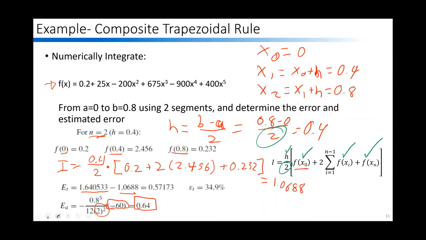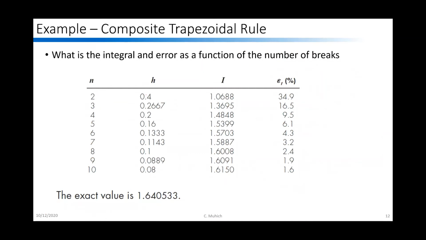We can keep doing this point after point, calculating with smaller and smaller sized h's. So I can use n equals 3, n equals 4, 5, 6, etc., and we can calculate the appropriate h's going down. So by the time we get to 10 segments, I have h of 0.08. I can calculate my integral going out, and we see that we start to converge. So by the time we get to 10 points, we have a true error of only 1.6%. We're getting quite close to the exact value of 1.64.